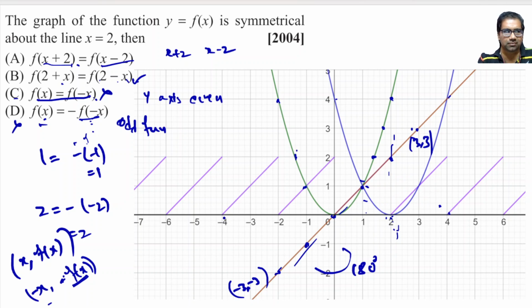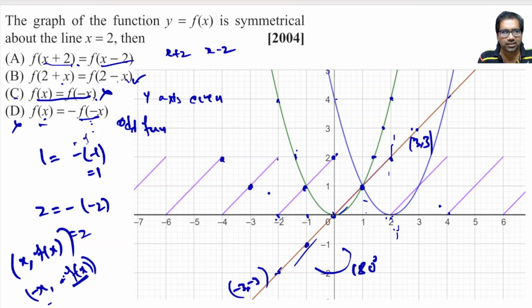Whatever x you take, let's say you take x as minus 1. Minus 1 plus 2 is plus 1, right? This value is equal to minus 1 minus 2, that is this value. Similarly, if you take minus 2, minus 2 plus 2 gives this value.